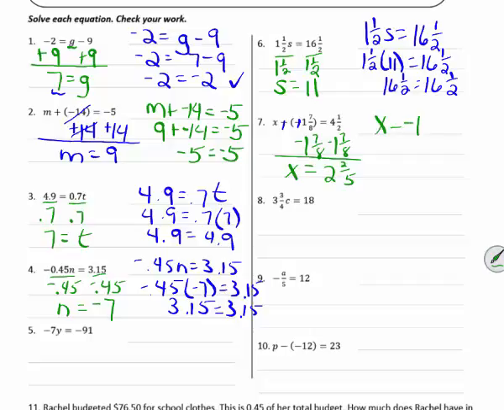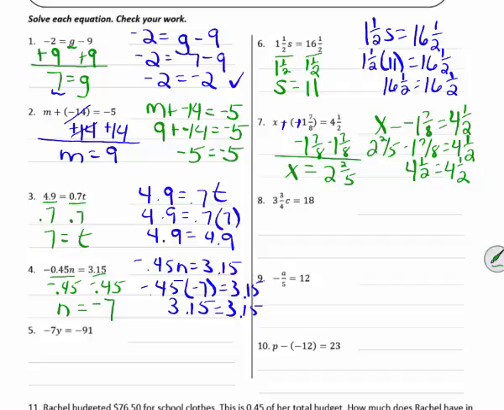All right, so do your check. x minus a negative 1 7/8 equals 4.5. So 2 2/5 minus 1 7/8. And again, put it in your calculators. Right, so it checks.